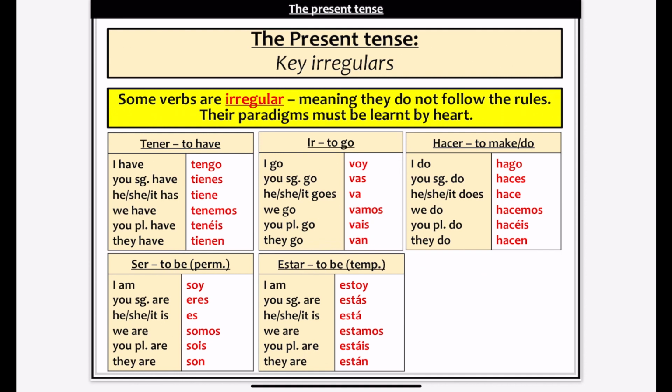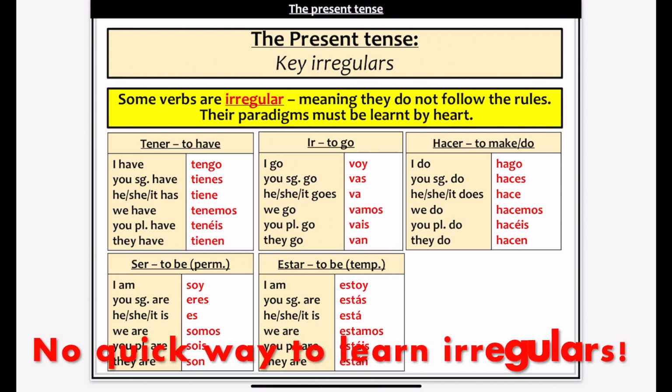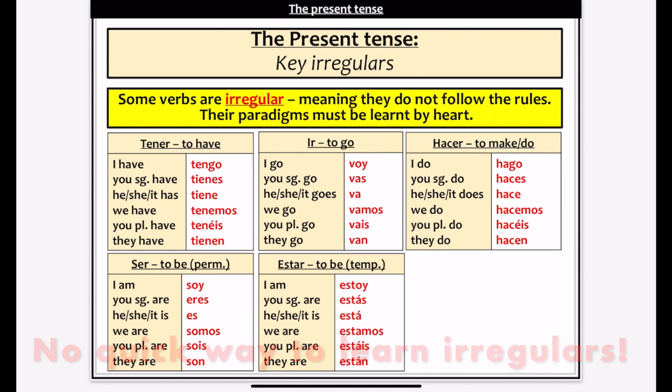Now, unfortunately, just like in English, if we think of the case of to be, for instance, we don't say I be, you be, he, she, it be. We say I am, you are, he, she, it is. That's what we call an irregular verb. It doesn't follow the pattern, because if it followed the pattern, it should be I be, you be, he, she, it be. These are called irregulars, and every language has them. And irregulars, unfortunately, are something that you just have to memorize by heart. So you've got to memorize their paradigms by heart.